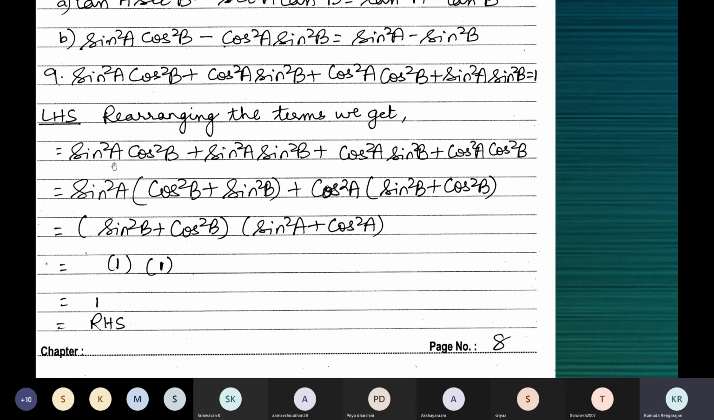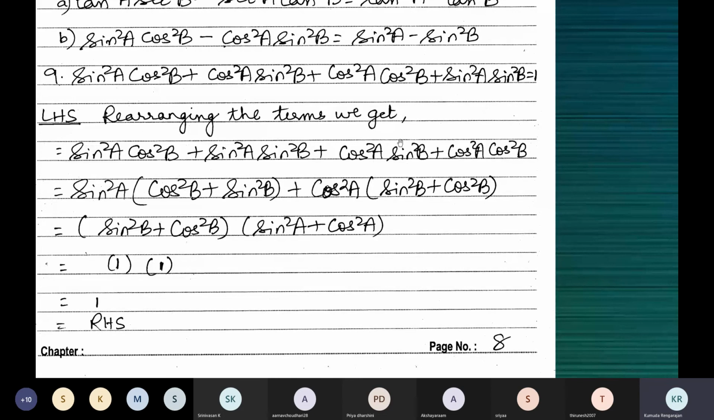So I have written sine square A, cos square B, then sine square A, sine square B. I've grouped the first and the fourth term, and the second and the third term. There are 4 terms, no? Now what is common between the first and the fourth one? Sine square A is common. Bring it out. Open a bracket, cos square B plus sine square B.